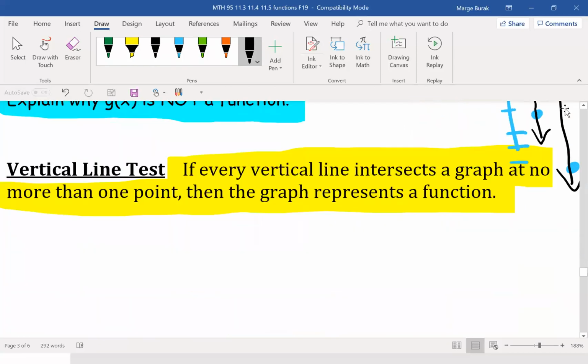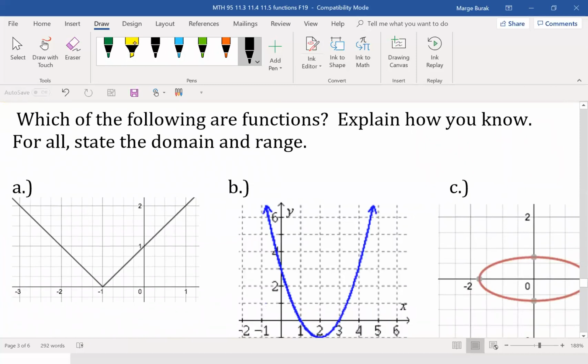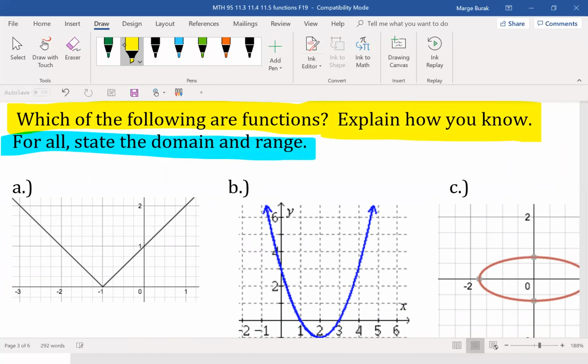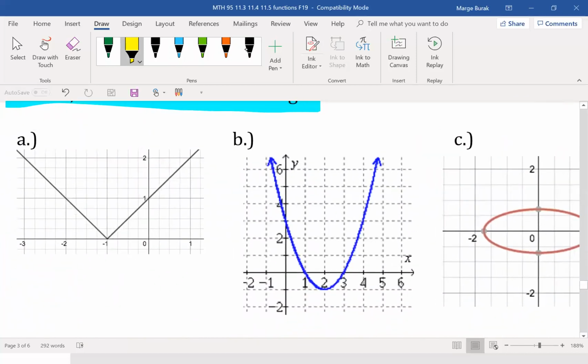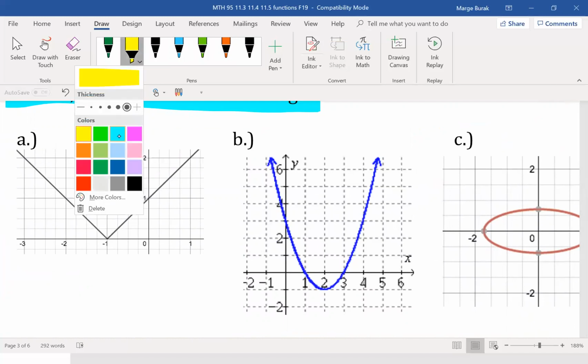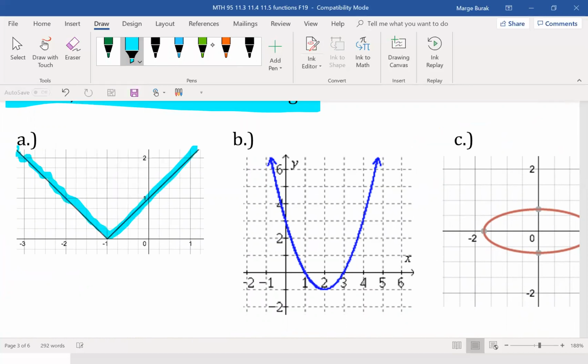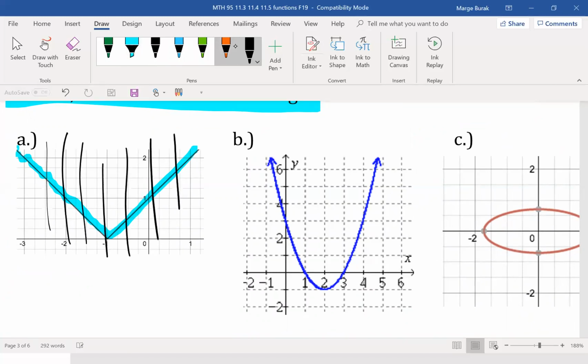Okay, so let's look at that using graphs. The question is, which of the following are functions? Explain how you know. And for all of them, let's talk about what the domain and range are. Okay, so let's look at A first. Is this a function? Well, we take the vertical line test. I'm going to take a little blue. Here's my function. Now, if I put a vertical line on every part of this function, will it ever have 2 points that touch? No. So yes, this is a function.